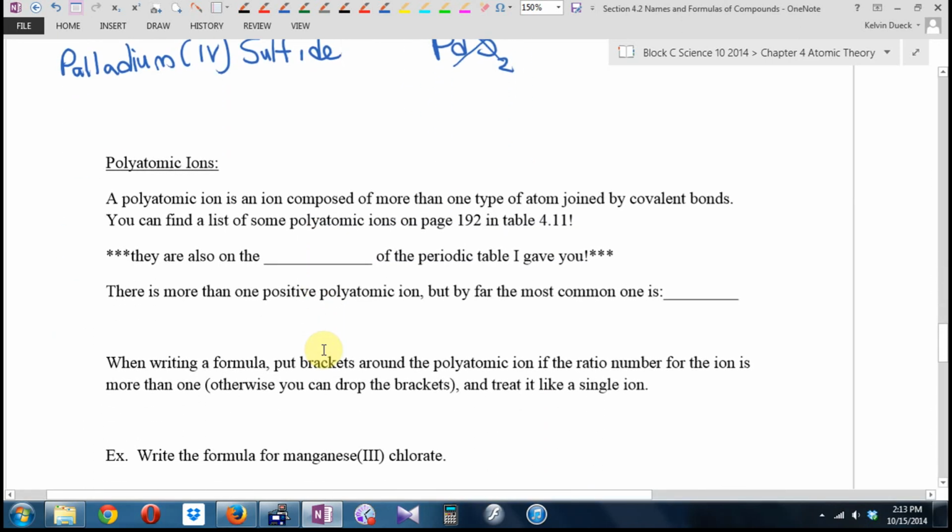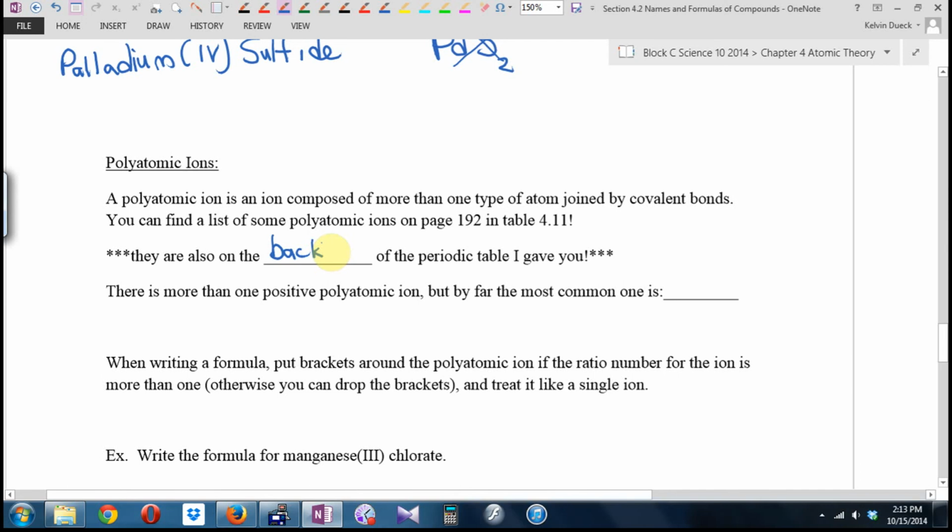A polyatomic ion is an ion composed of more than one type of atom joined by covalent bonds. What's happened is some atoms have combined together, but the charges don't balance out yet. Which means that group of atoms can join ionically with a metal. You'll find a list on page 192, but this is important. They're also on the back of the periodic table I gave you.